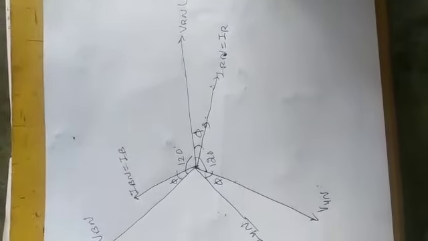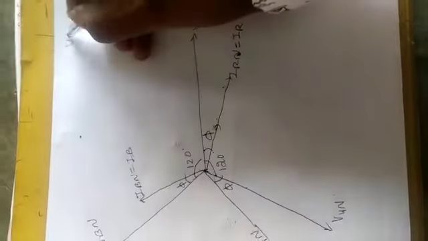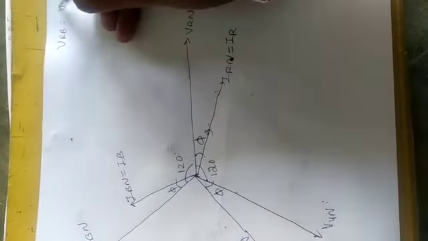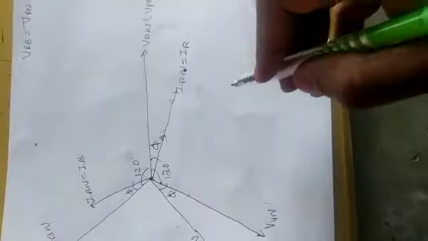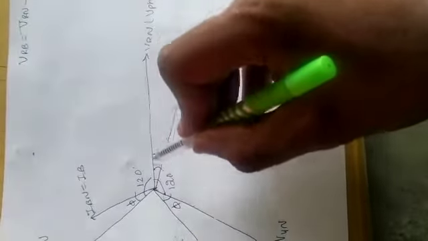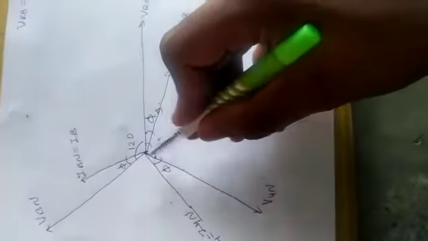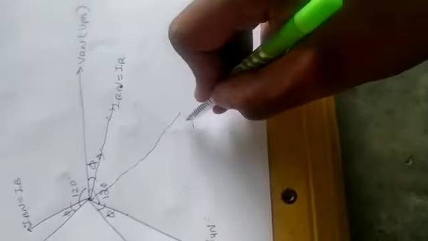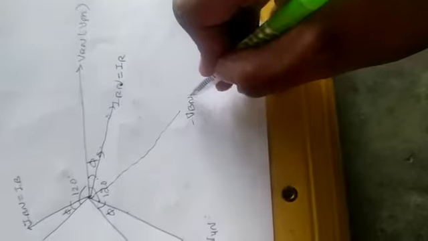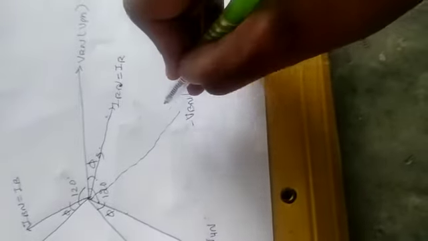Then later what you have to do is find out VRB. VRB is equal to VRN minus VBN. So here you have the VRN vector, but you have to find out VRN minus VBN. You have plus VBN, you extend this one and you will get minus VBN. This is also nothing but a phase voltage. Then you join these two vectors.